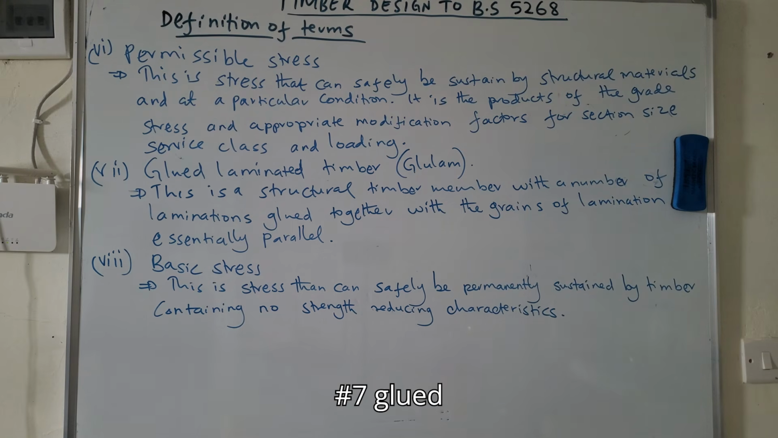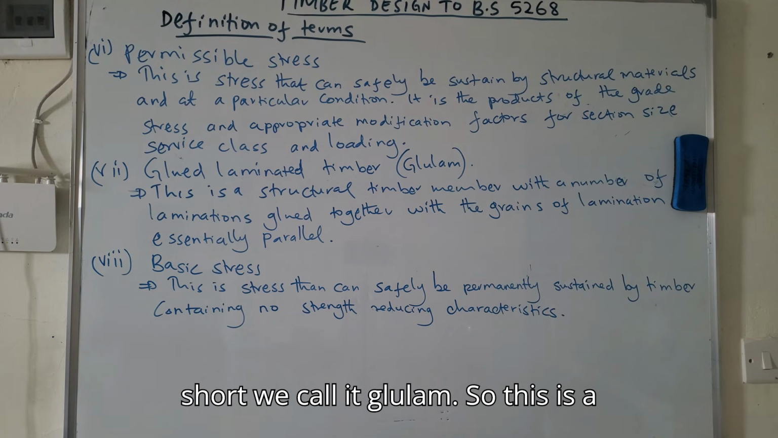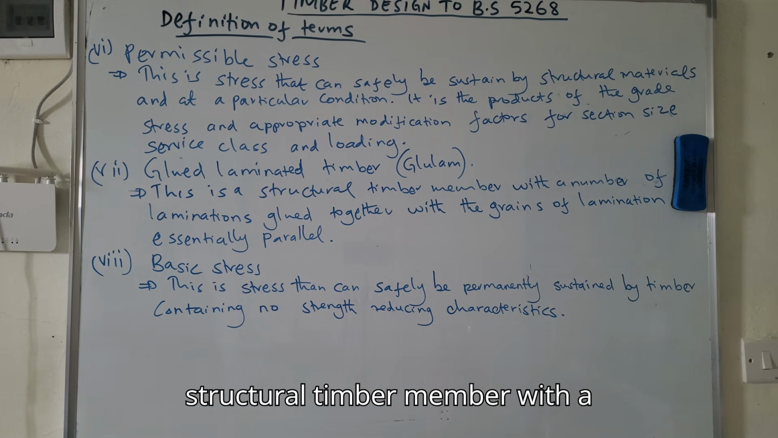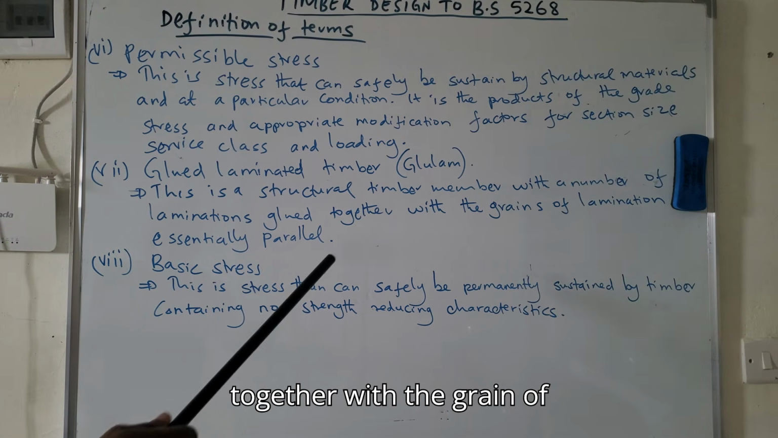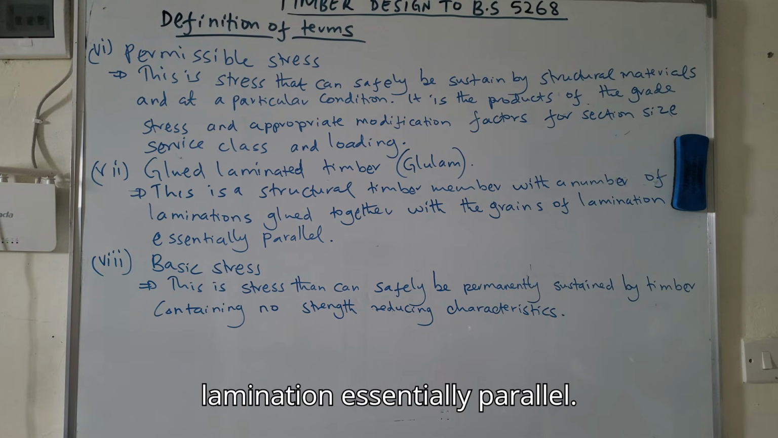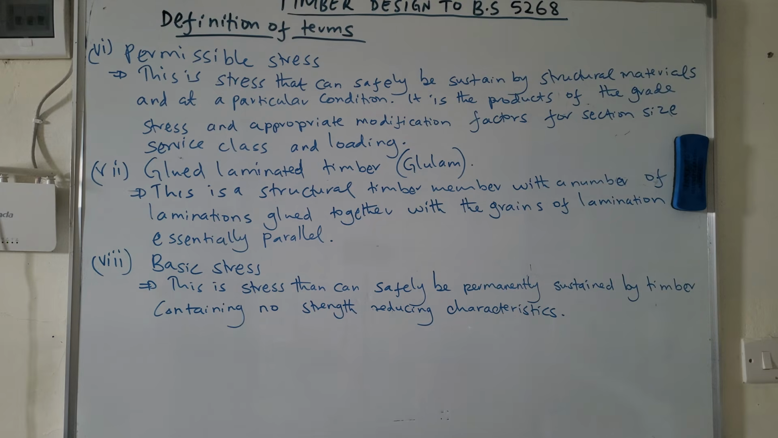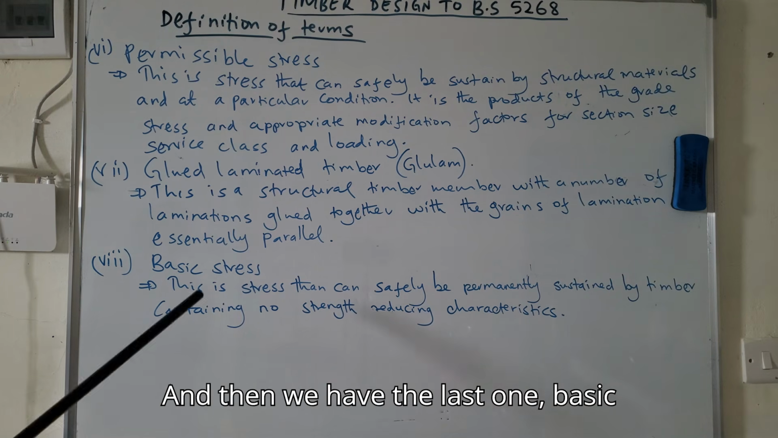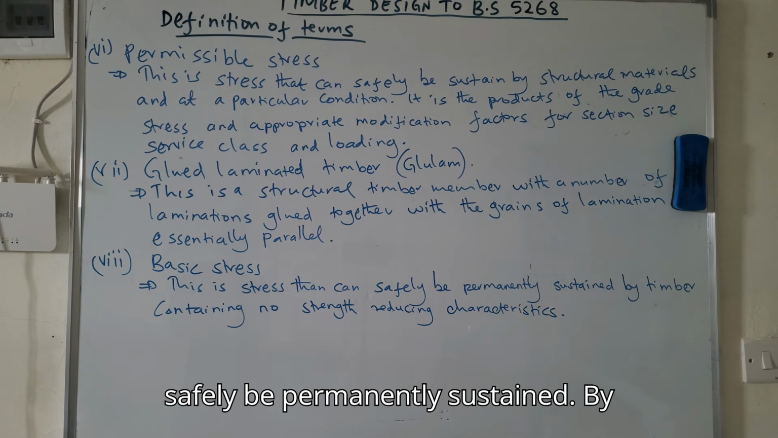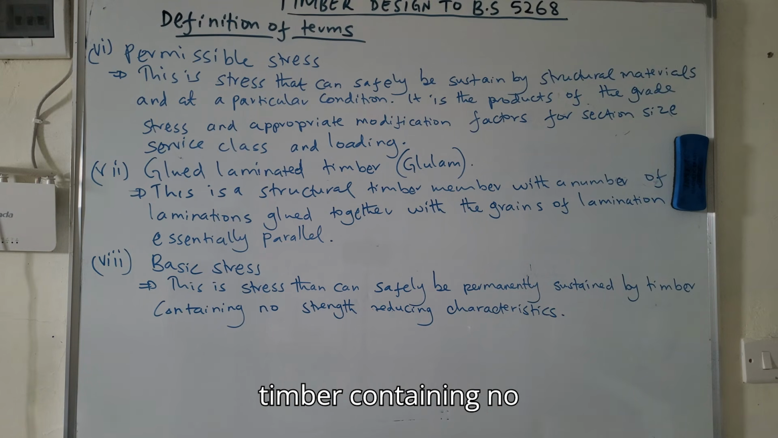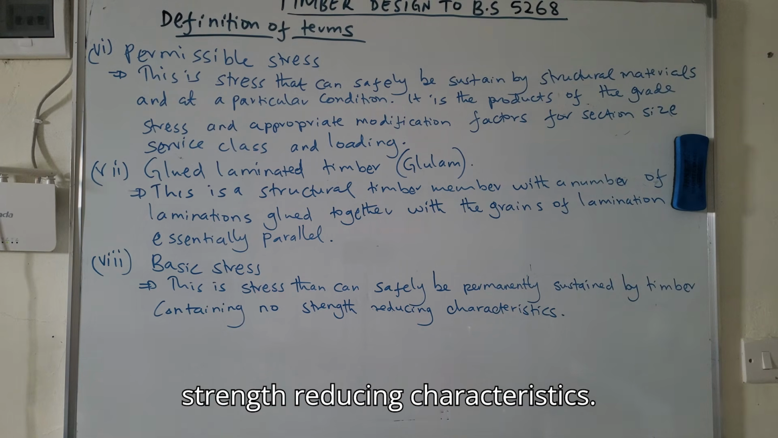And then we have number 7, glued laminated timber, or in short we call it glulam. This is a structural timber member with a number of laminations glued together with the grain of the laminations essentially parallel. And then we have the last one, basic stress. This is stress that can safely be permanently sustained by timber containing no strength reducing characteristics.